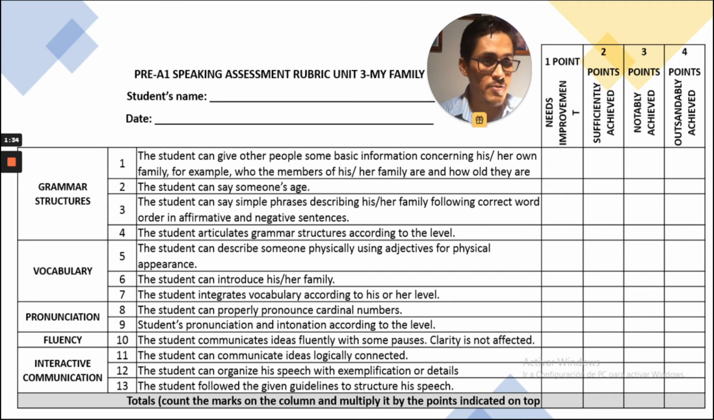If the student needs improvement because we cannot understand what he's saying, if he has sufficiently achieved because he's communicating something, he has notably achieved the criteria, it's really good, or if it's perfect, it is outstandingly achieved. However, when I say it's perfect, it means it's good for the level, because remember, errors are normal and we are not evaluating based on errors. We are evaluating based on competency achievements by integrating knowledge of grammar and vocabulary, skills, and contextualization.